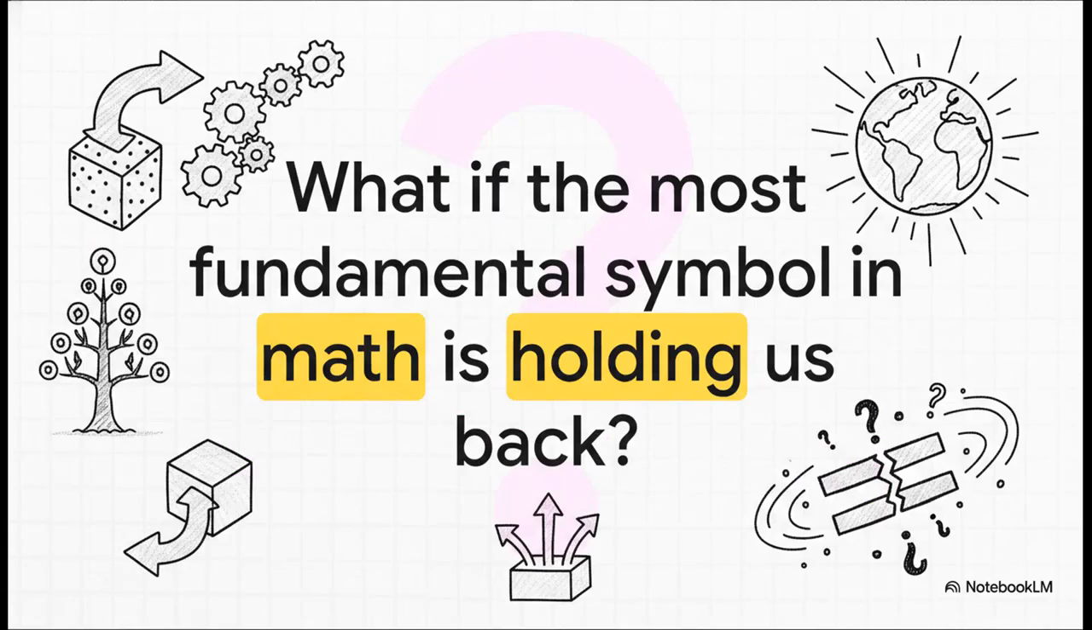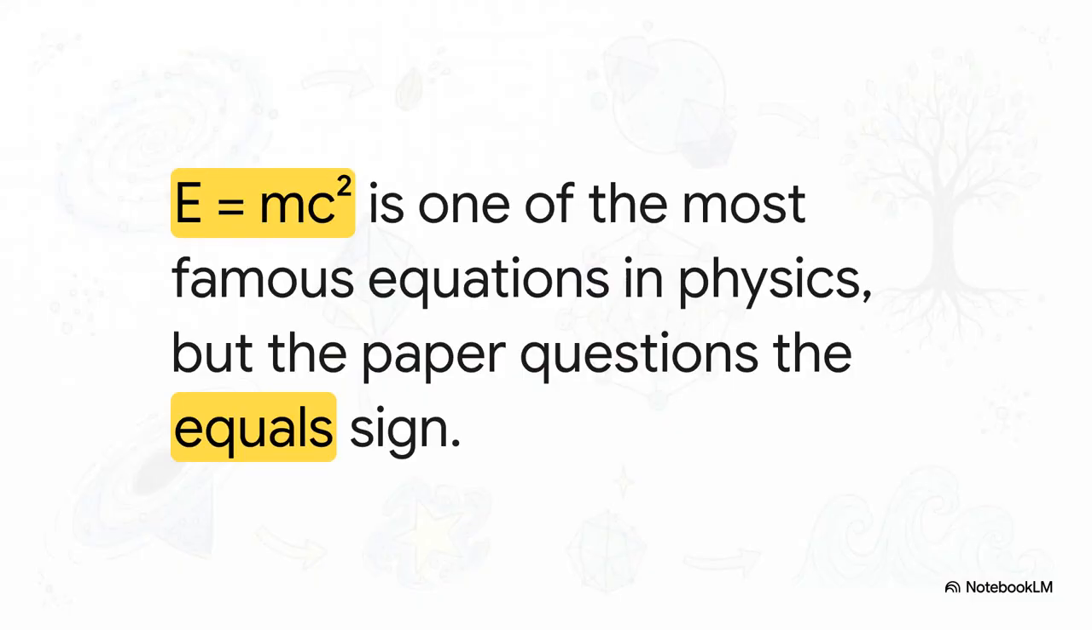So let's kick things off with a question that this paper from alexanderngu and his team basically asks. What if one of the most basic fundamental symbols we use in all of mathematics is actually the very thing that's limiting our understanding of the universe? We've all seen this, right? E equals mc squared. It's maybe the most famous equation in the world. But the paper we're looking at today asks us to ignore the E, the M, and the C for a second, and just focus on that tiny little symbol in the middle, the equal sign.